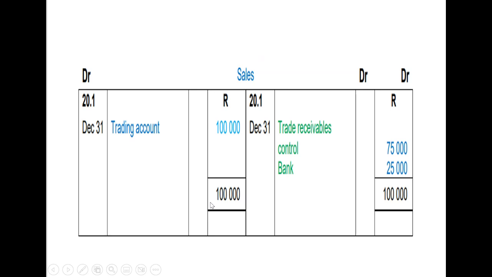There is no balance brought down because income and expenses should not have the balance brought down or carried down, because they are zeroed out. That's why we do the closing off journal entries.